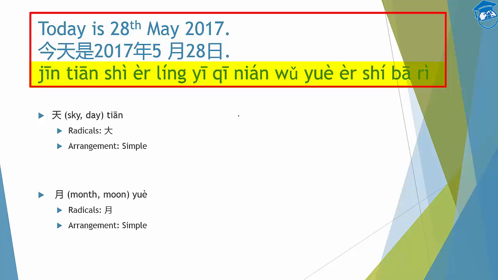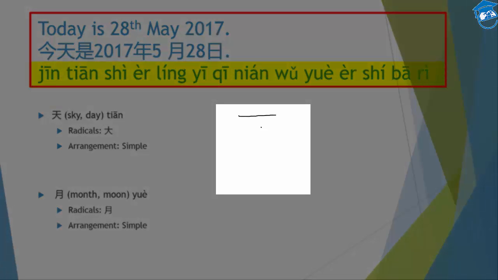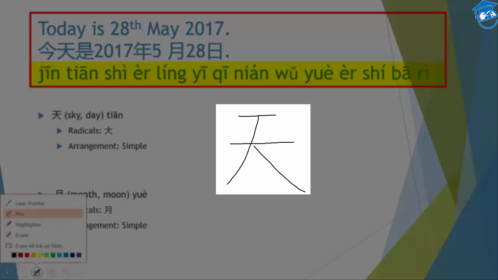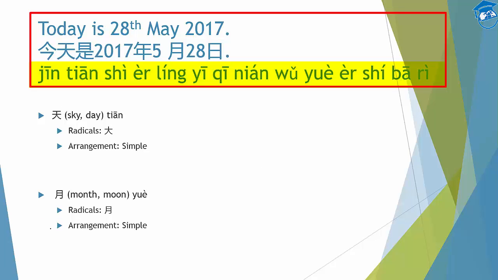Here's how to write 天: 1 2 3 4 天. The next one is 月. 月 means month or moon, and of course in this context it means month. This is the pinyin and the radical is itself, so naturally the arrangement is simple. Here's how to write 月.